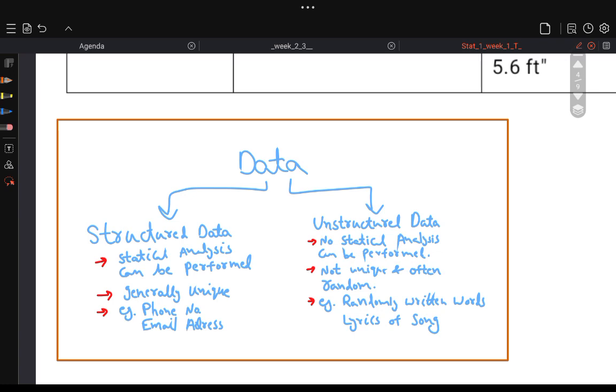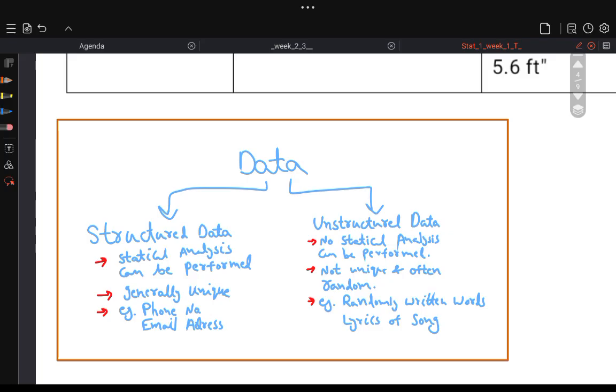What can we infer from that? Nothing. So it is not unique and generally random. Unique would be like phone number, email address, etc. Random is like randomly written words or lyrics of a song. Lyrics of songs are generally random words. They are not unique. See, two songs can have the same lyrics yet different melody. So two lyrics can be the same.